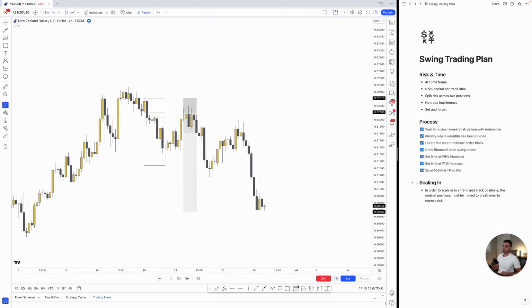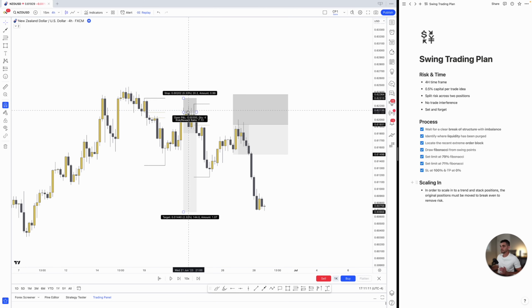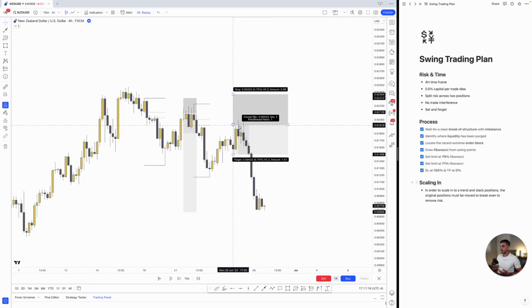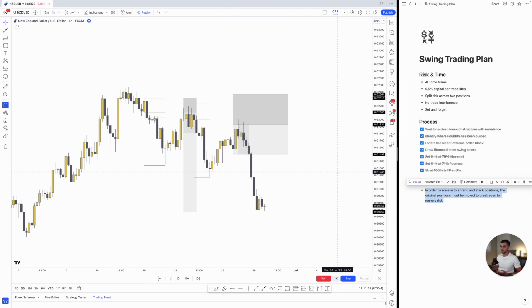So if I want to scale in, obviously we just identified that this was a good trading opportunity as well. And let's say I wanted to add to my position, right? I wanted to add 2 trades here. So I entered 2 trades here already at the 71 and the 79. So I'm already involved in this trade here. But when price presented me a new opportunity, I wanted to scale in and stack 2 more positions onto my overall trade idea of this bearish trend. So all I have written here, it's very simple. In order to scale into a trend and stack positions, the original positions must be moved to break even to remove risk. So again, pretty straightforward, guys.